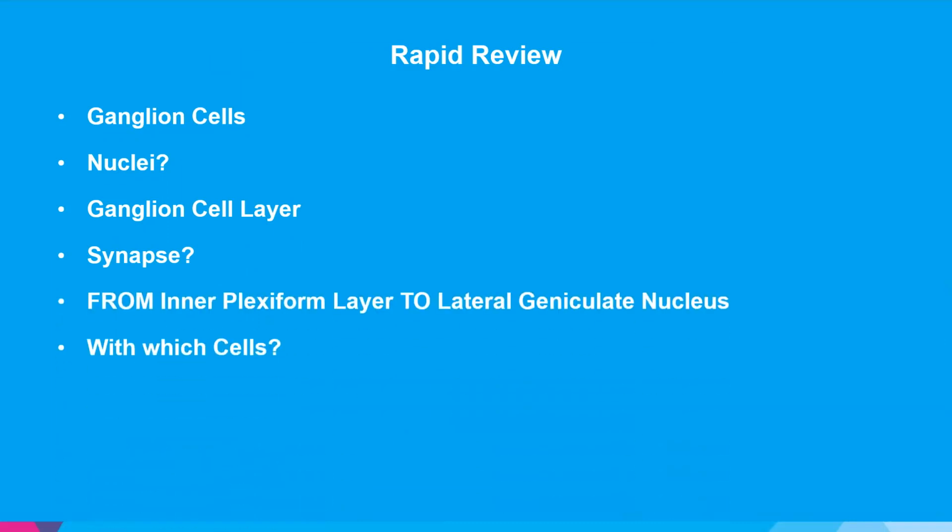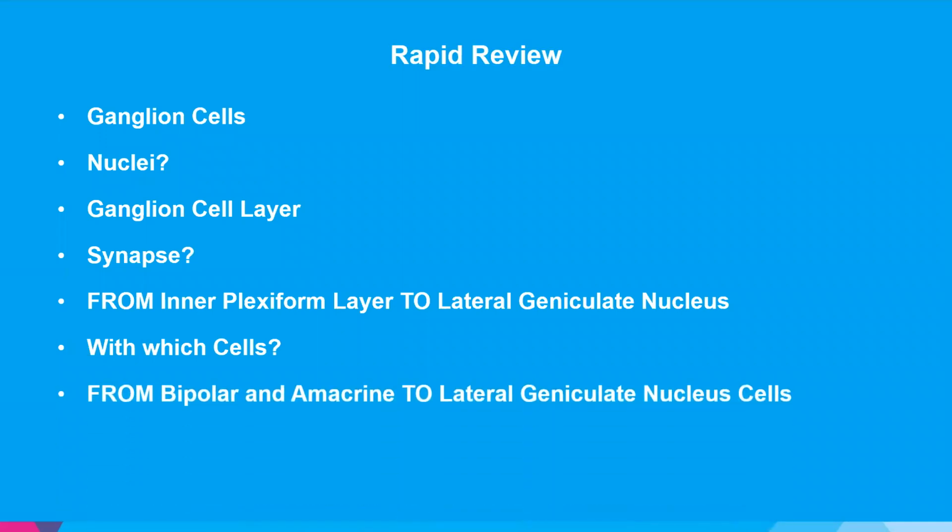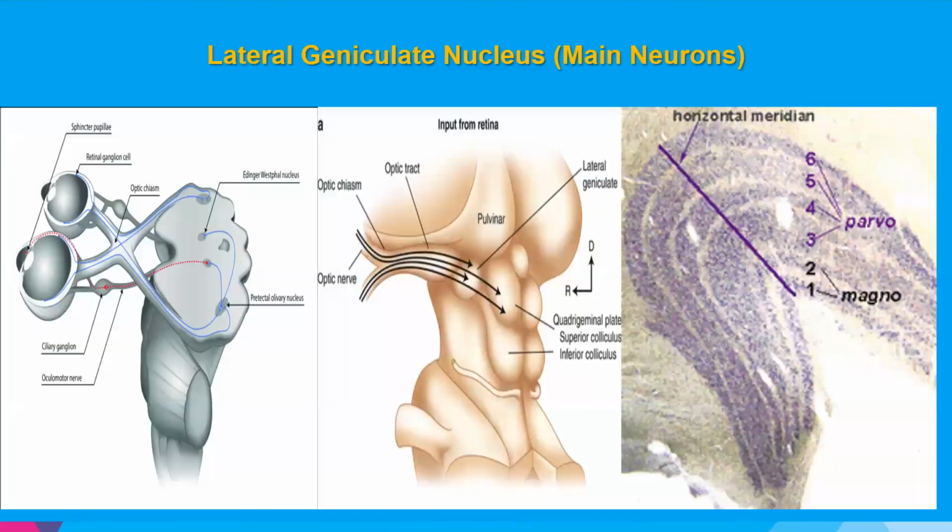And then with which cells in the retina? With the amacrine cells and the bipolar cells. You got it. And then, of course, we know with the LGN cells, or like the superior colliculus or the pretectal olivary nucleus, all that other stuff, right? But exactly. So last, I think we're almost there.